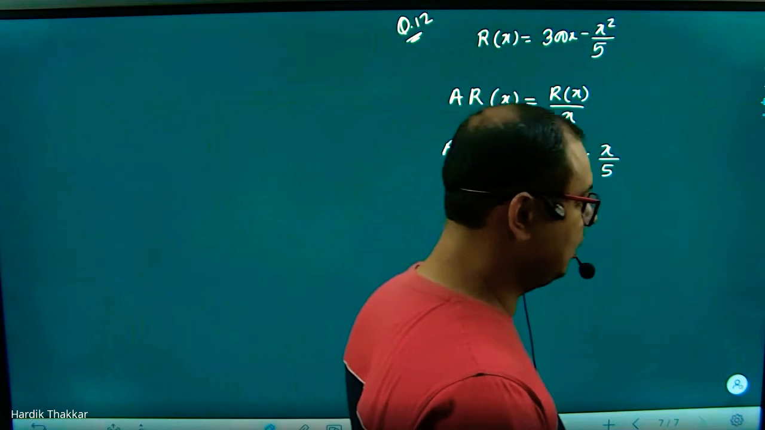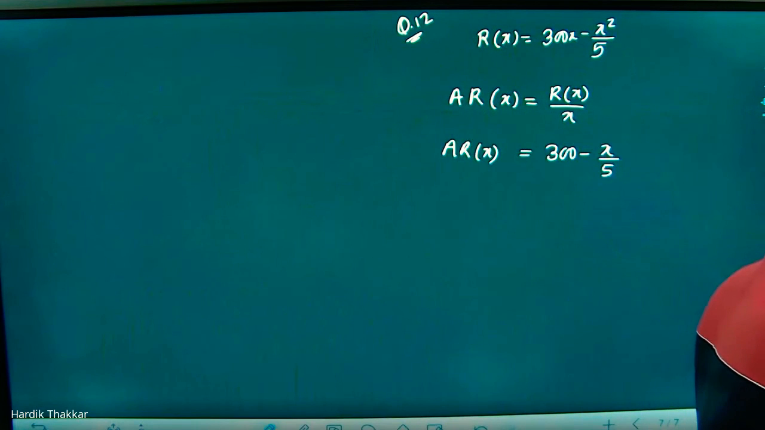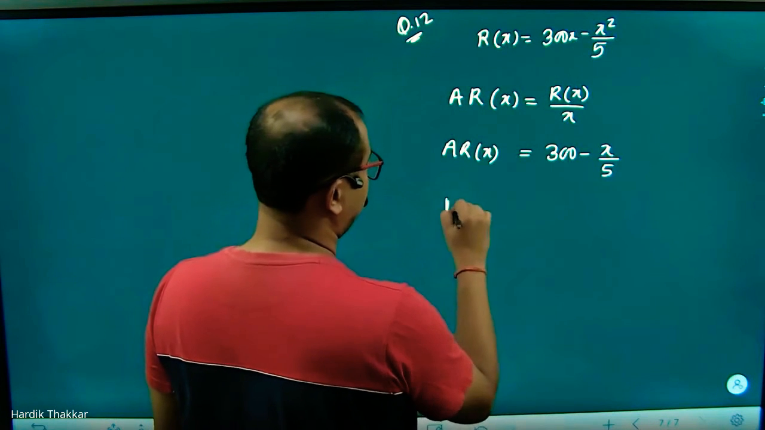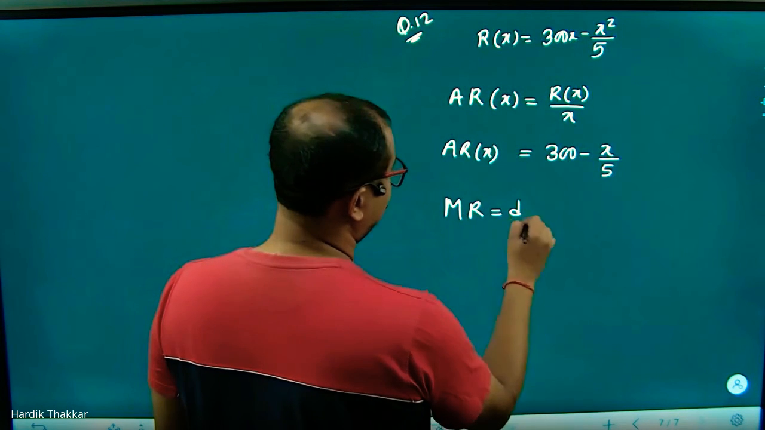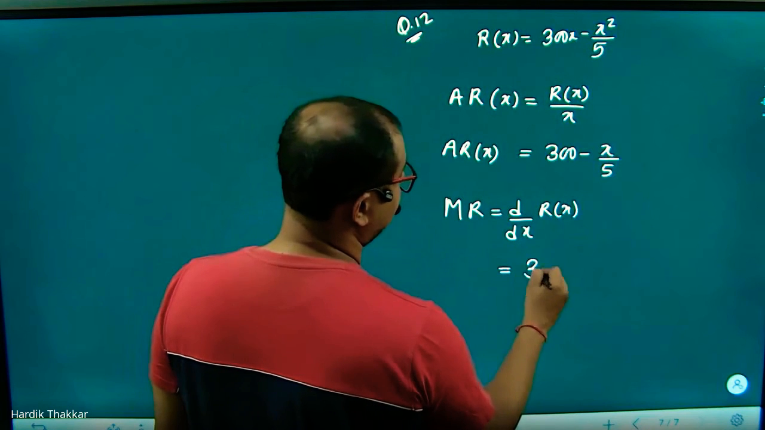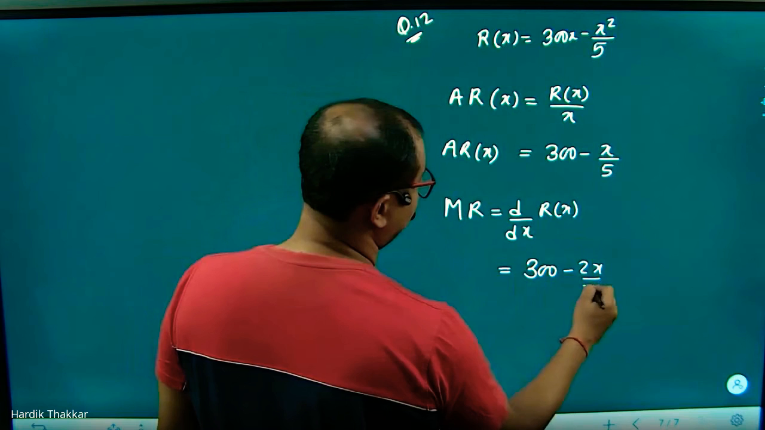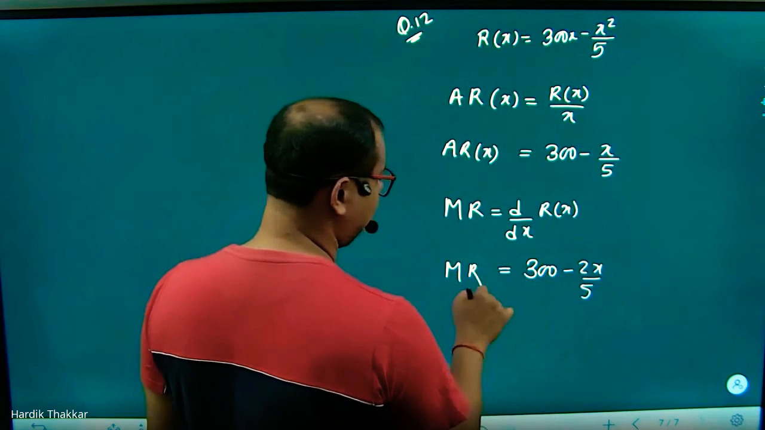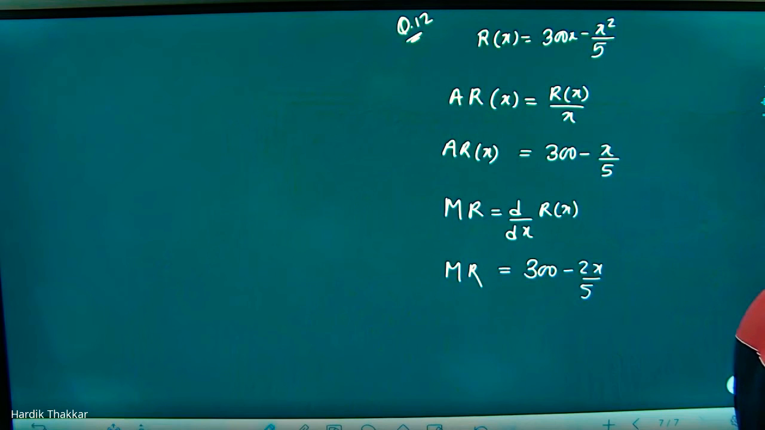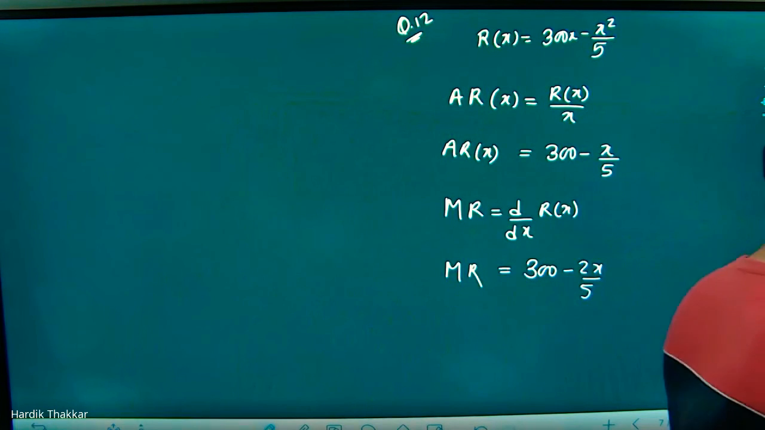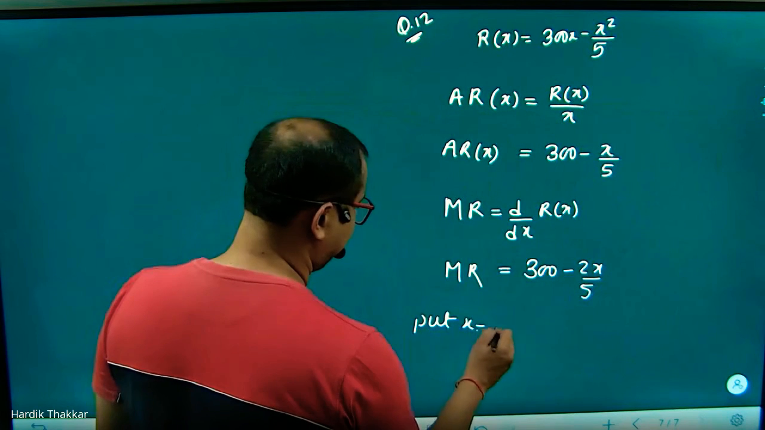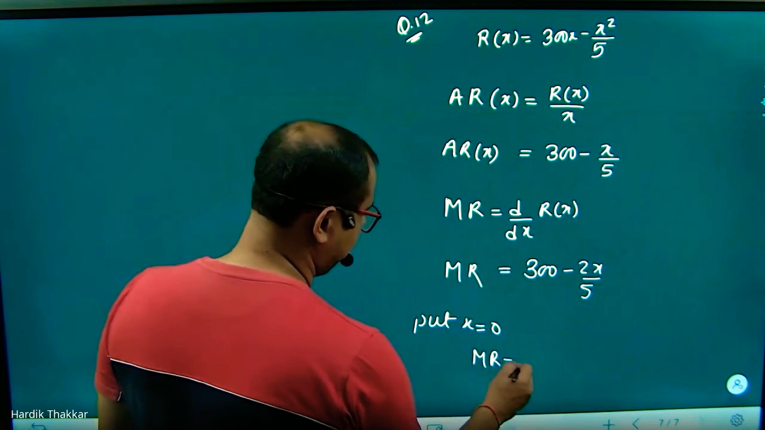Okay. Now the second part, we have to find marginal revenue. So marginal revenue MR is equal to d by dx of R of x. The derivative of R of x will be 300 minus 2x upon 5. So this will be MR. Now in the third part, calculate marginal revenue at x equal to 0. So put x equal to 0 here and you will get MR. MR will be 300.